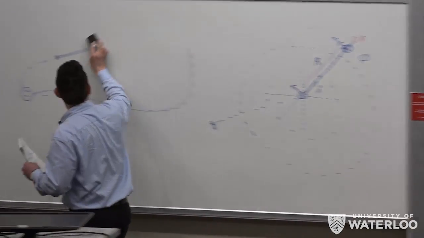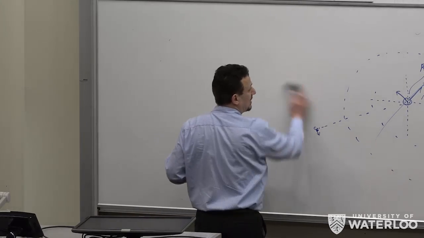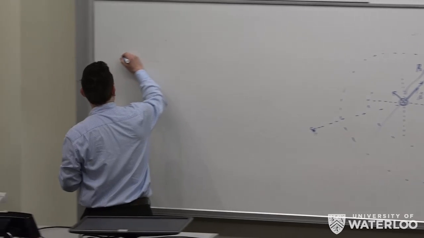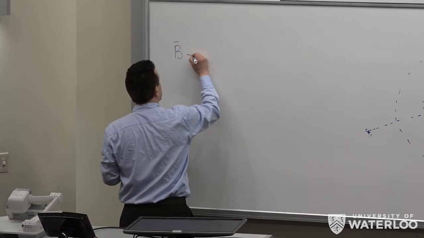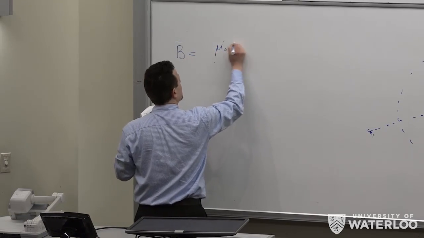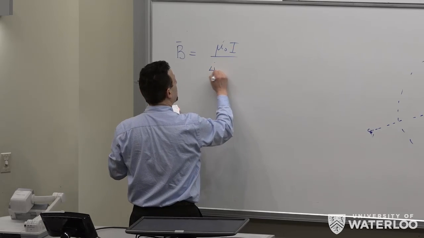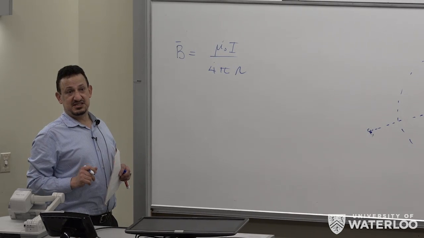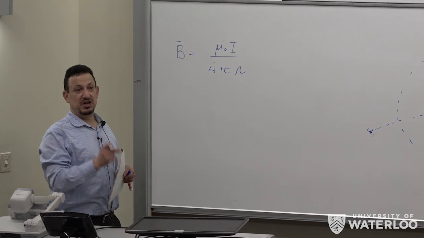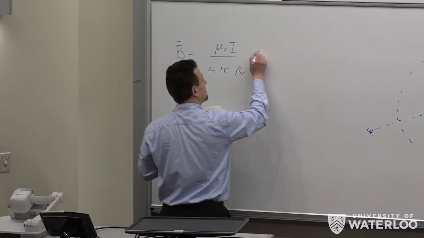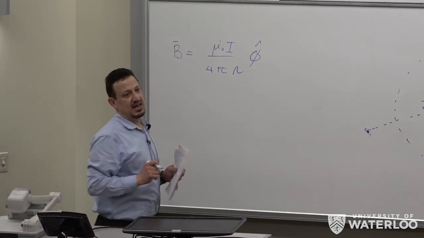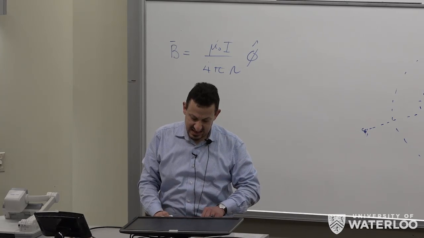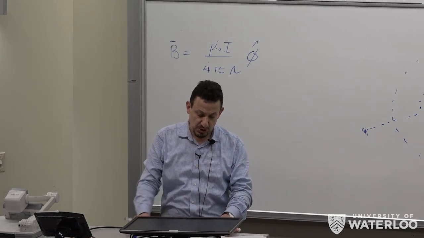Okay. So what I've written there is absolutely correct. But if I want to generalize it to any point in space, B will be mu naught I divided by 4 pi r, where r is the distance between the observation point and the line, and the direction will be phi hat. Okay? So this is generalizing it to any observation point in space.